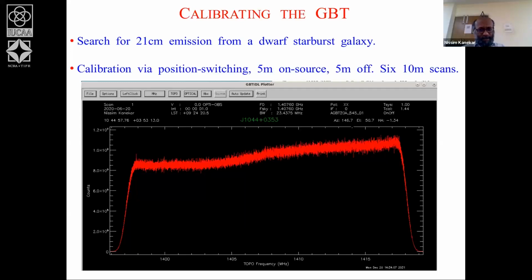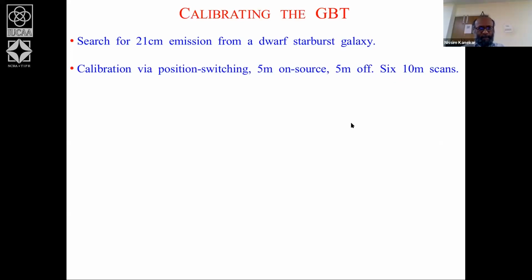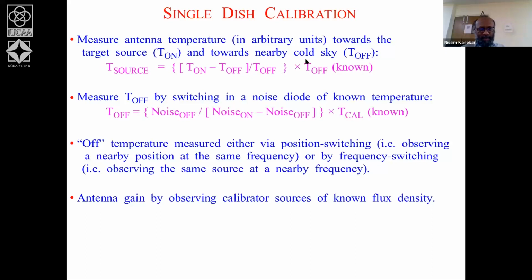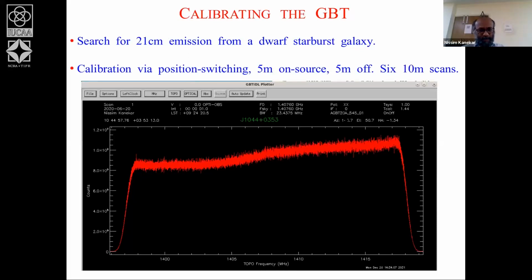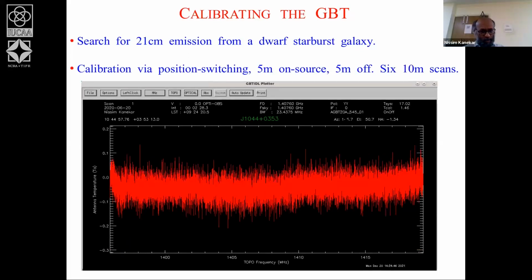So then we calibrated using this approach, where we basically got the T source via this, and we used the TCal measured to get the off source temperature. And this is what we got. So this is now the antenna temperature in units of Kelvin. The calibration temperature was 1.46 Kelvin, and from this we could measure the T-sys. The T-sys was 17.02 Kelvin. Extremely low, as I mentioned.